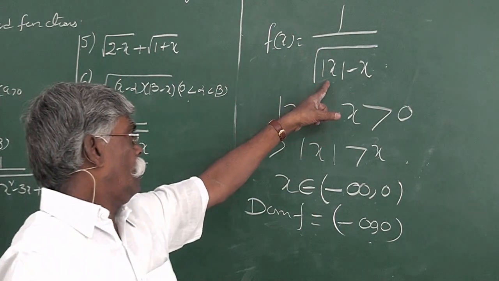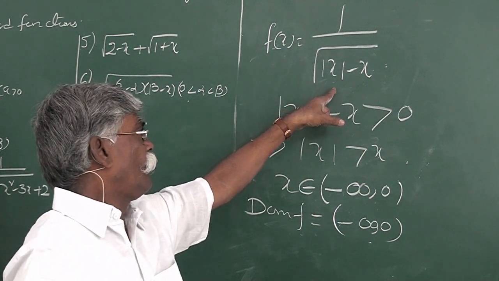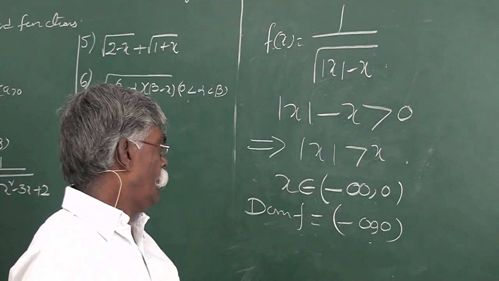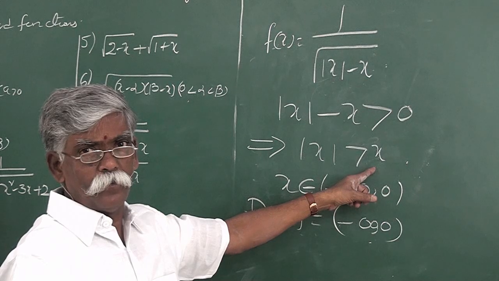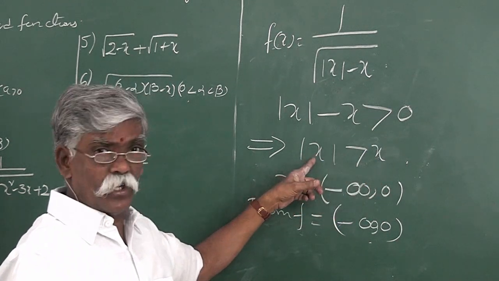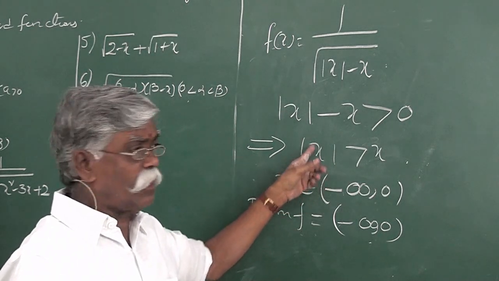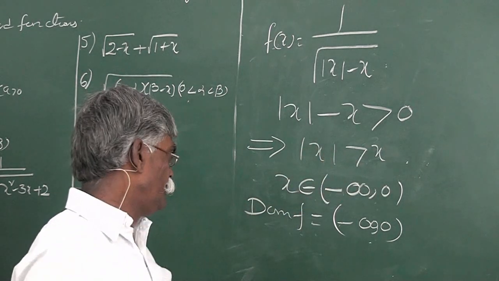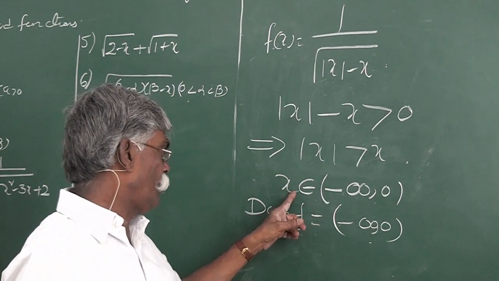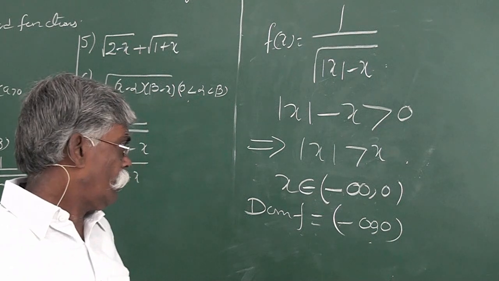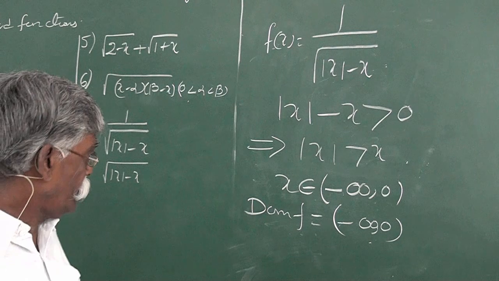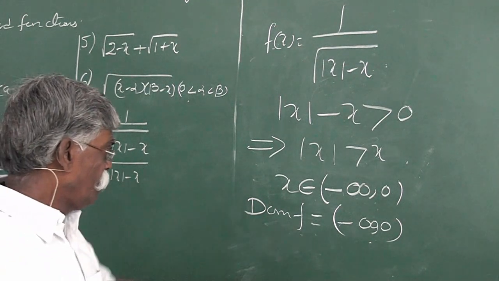So 1 by root of mod x minus x: mod x minus x should be greater than 0. Mod x must be greater than x. If x is negative, x will be a negative value, and because of the modulus, mod x will be positive. Therefore, the positive value will be greater than the negative value. Therefore, x should be negative. That means x should be minus infinity to 0. Therefore, the domain is minus infinity to 0.